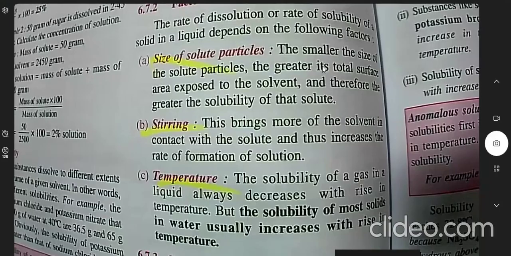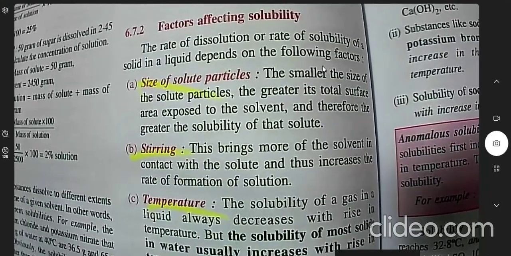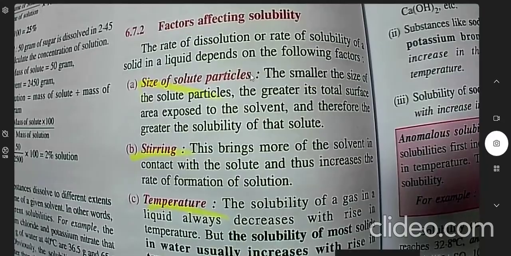So there are three factors which affect the rate of dissolution or the rate of solubility. One is the size of the solute particles. The smaller the size, the greater is total solubility. So if you crush your sugar, make it smaller, then it will be easier. So the solubility will increase.